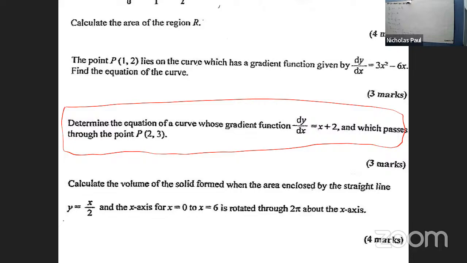I want to bring somebody to the board for this one. Oh, who's it? Take it right there.